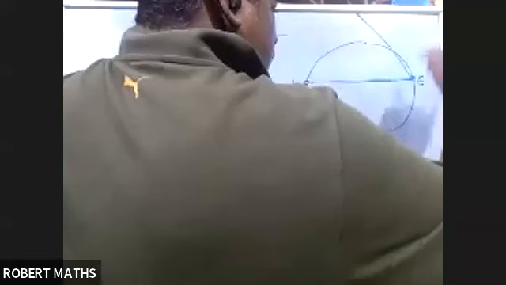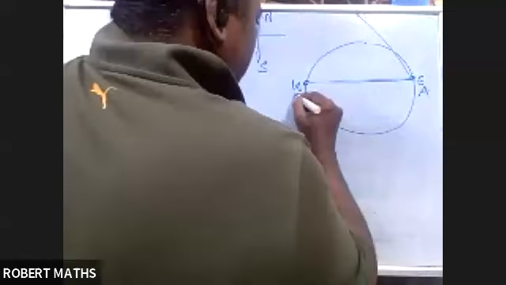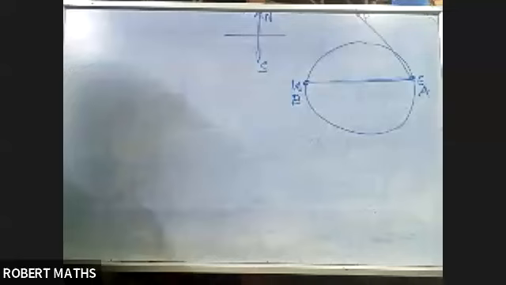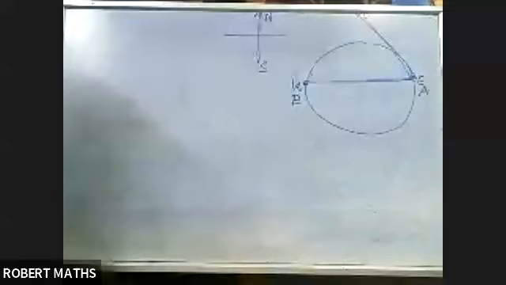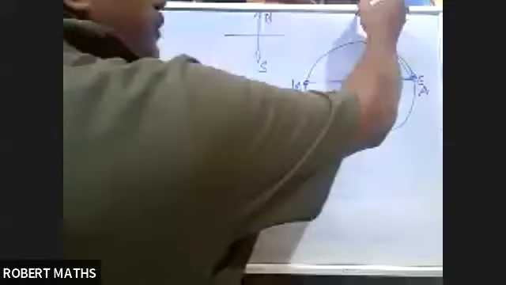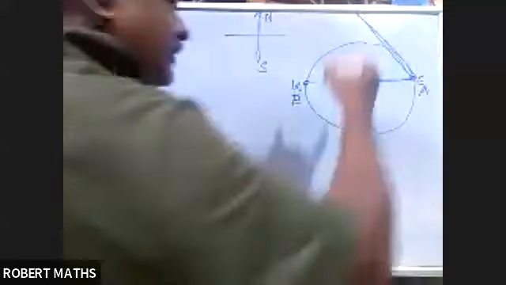We can take this as AB. Eastern part A and western part B. So from the point P, what is the distance to the eastern point? Please tell me, it is given in your problem. From the point P to the eastern point, it is given that 8 kilometer.